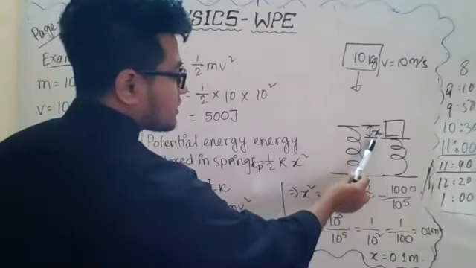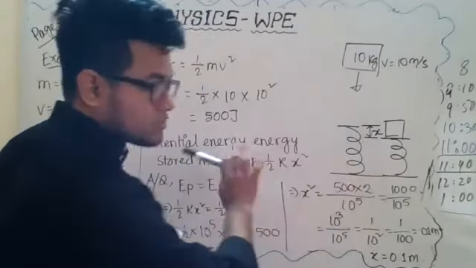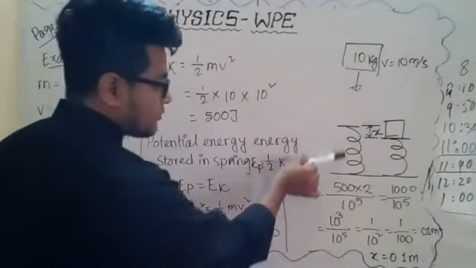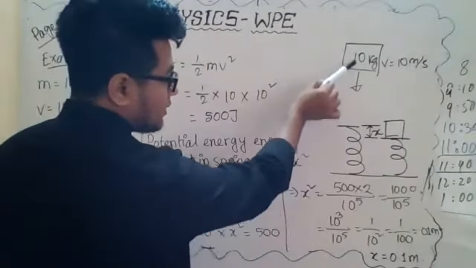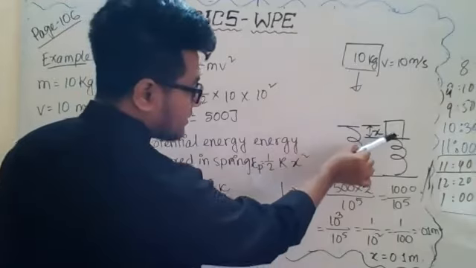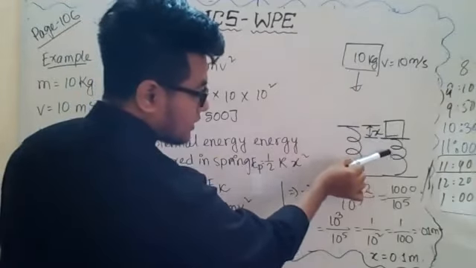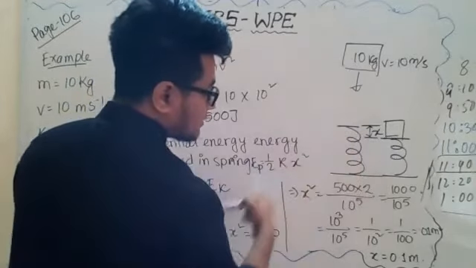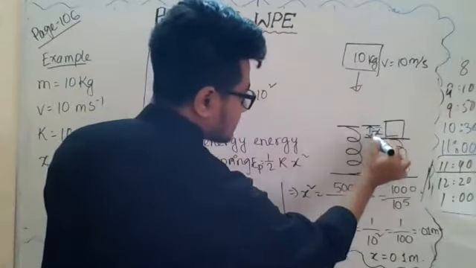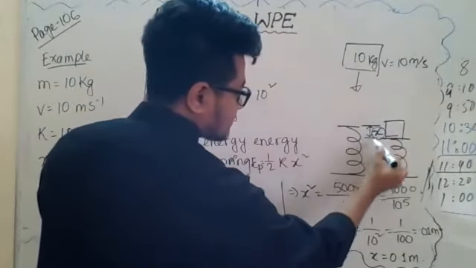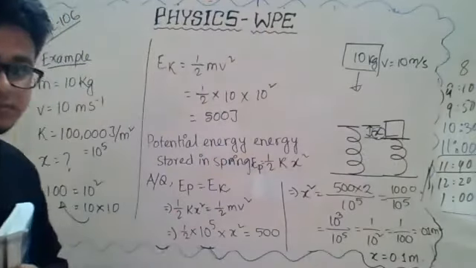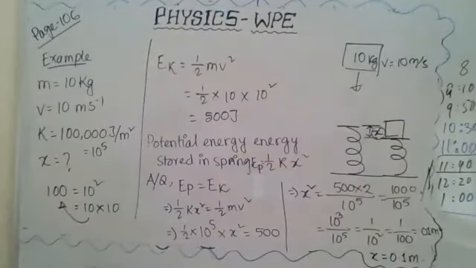X is the compression. Initially, when there was no force, the spring was like this. Now, when this object fell on this one, definitely it will be compressed a little bit. How much it got compressed? This is x, the compression.